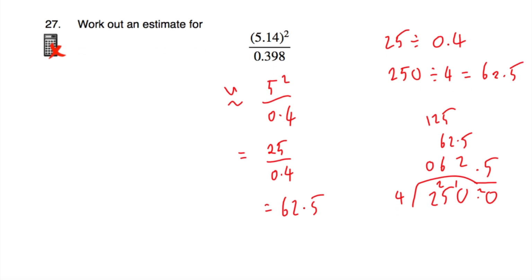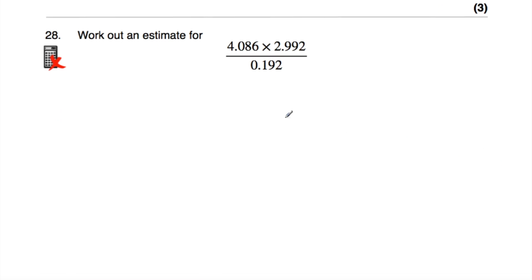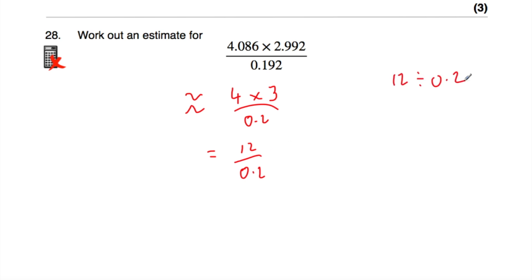Okay, let's look at our next question, question number 28. We've been asked to work out an estimate for 4.086 multiplied by 2.992 all over 0.192. So let's round these numbers to one significant figure. So that would be approximately equal to 4 multiplied by 3 divided by 0.2. Just rounding those numbers to one significant figure. 4 times 3 is equal to 12, and we're going to divide it by 0.2. So again, dividing by 0.2, I'm going to write down 12 divided by 0.2.